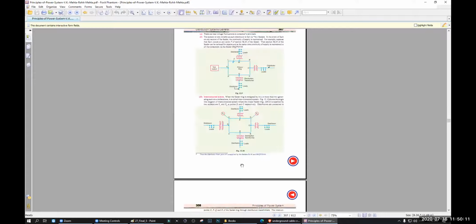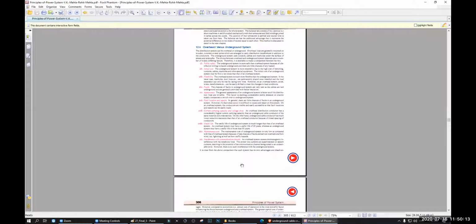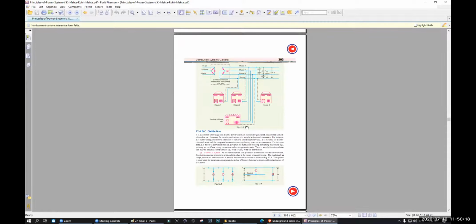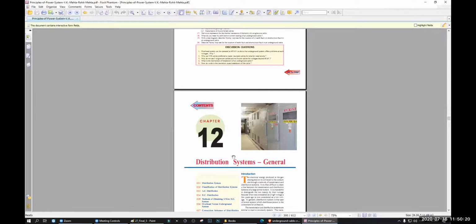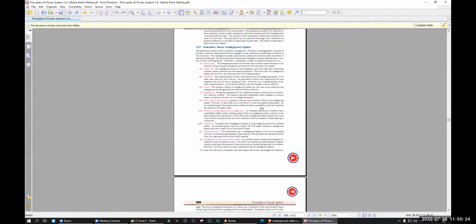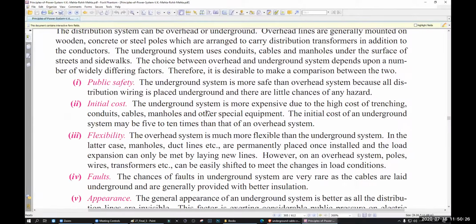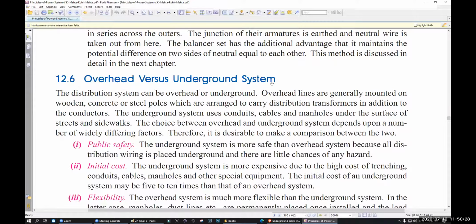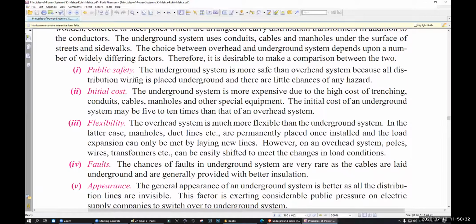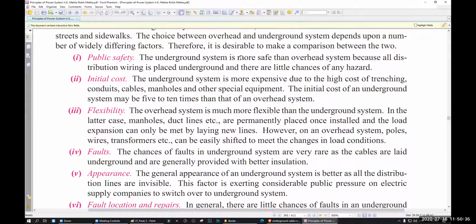Yeah, this one. Overhead versus underground, right? This is chapter number 12, maybe. Yes, distribution system. Okay, let's read it. Overhead versus underground system. This is from the next chapter, but we will read it anyway. Public safety. Remind me that we have something left, that means insulation resistance.